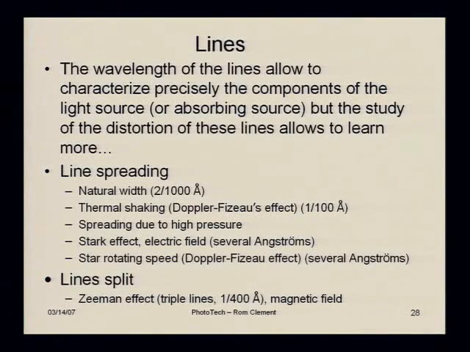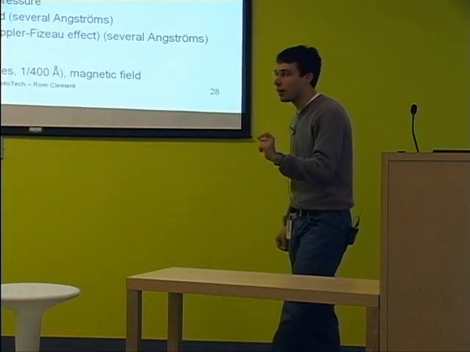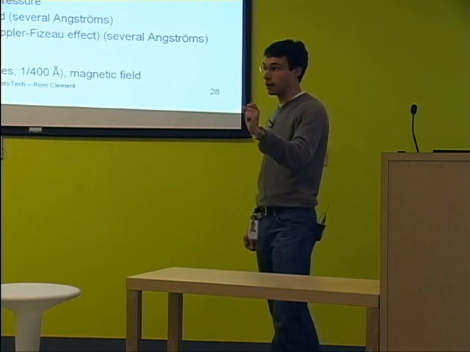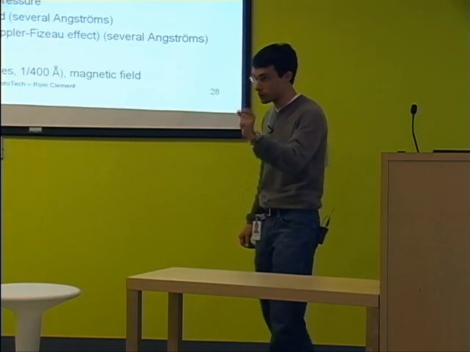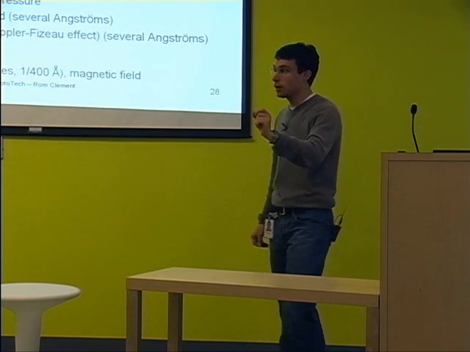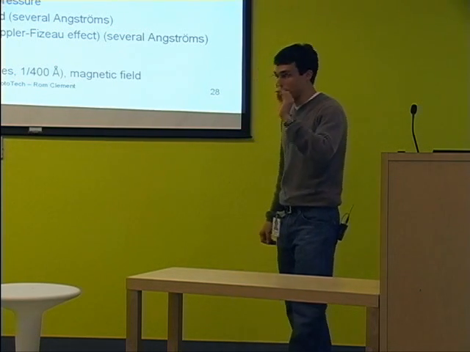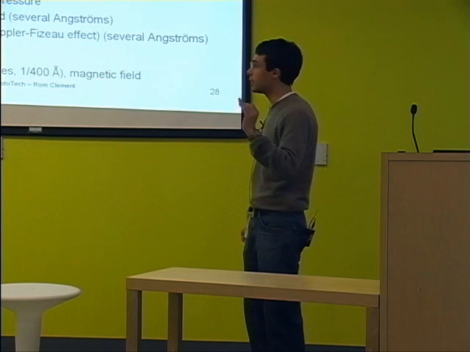So in spectroscopy, we're very interested in the analysis of the lines because, if the line is thin enough, we can determine the wavelength very well, and from the wavelength we can extract the energy of the photons, and from this energy we can extract the type of atoms or the type of molecules from which these photons have been emitted or absorbed.